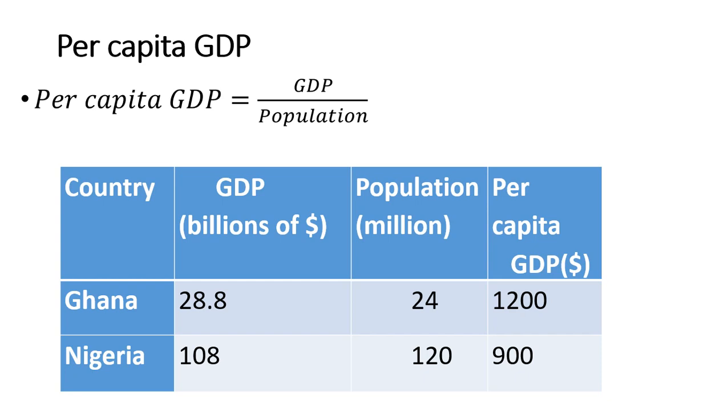If you compare the two, you can see that on the average, a Ghanaian will be earning more than a Nigerian. So the more your income, the more goods you can consume, and the better your quality of life. So if you want to compare the quality of life, or what we call economic well-being, or the welfare of citizens of countries, you use per capita GDP and not the GDP.